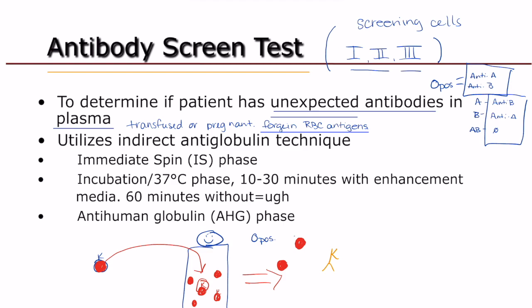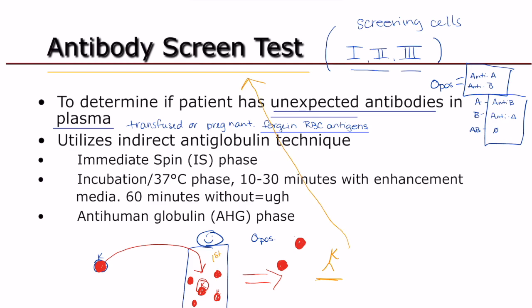Now this time right here, this is my first exposure. When I first get this, it's not going to be a big deal. It's not really going to cause any problems. And that's what we talk about, first exposure. But the second time, if I'm to get those red blood cells again after I've made the antibody, that's when we're going to have issues. And so this is where this antibody screening test comes in. This is why it's important.